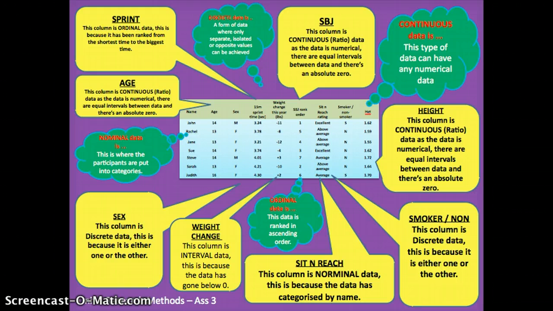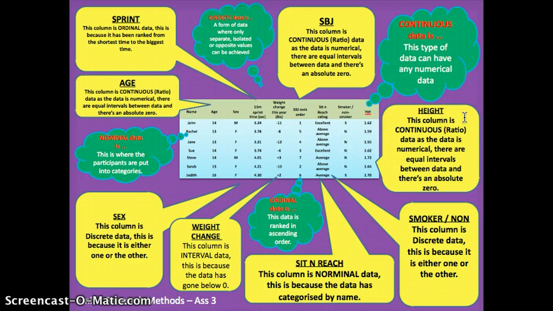So this data table shows us all the different types of data involved in it. So if we look at the sprint, this column is ordinal data. This is because it has been ranked from the shortest time to the biggest time. So then if we go to standing wall jump, this column is continuous, and this would be ratio, as the data is numerical and there are equal intervals between the data.